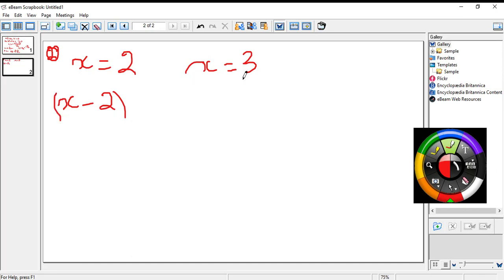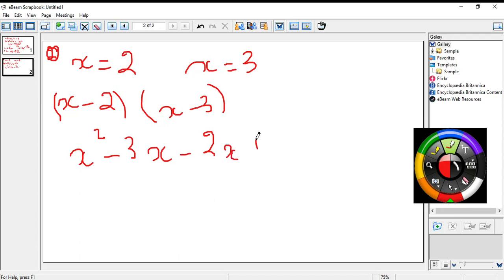If x equals 3 is a root, I'm working inversely, x minus 3 is a factor. And then I will develop it and I will have the quadratic equation. If you develop this one, x squared minus 3x minus 2x plus 6. And then the quadratic equation is x squared minus 5x plus 6. It means now, if this one is given, how do you find the roots? I do delta, I use the formula, and I will have the roots.